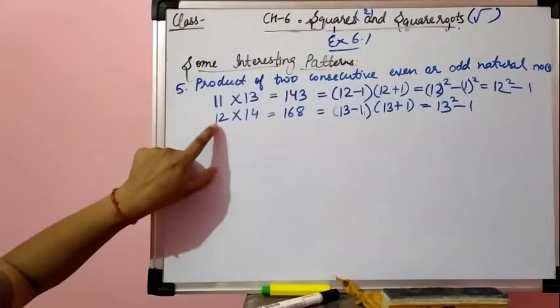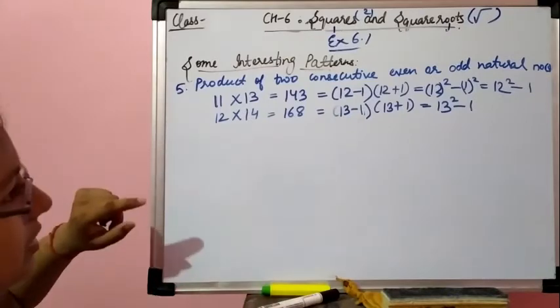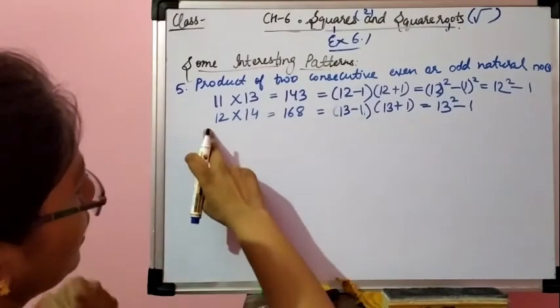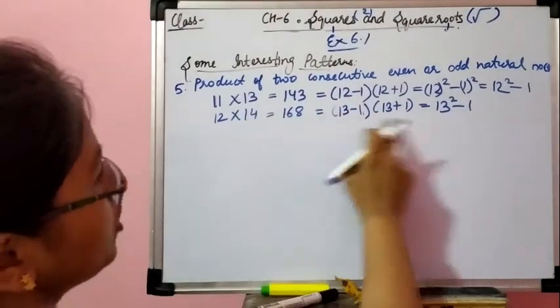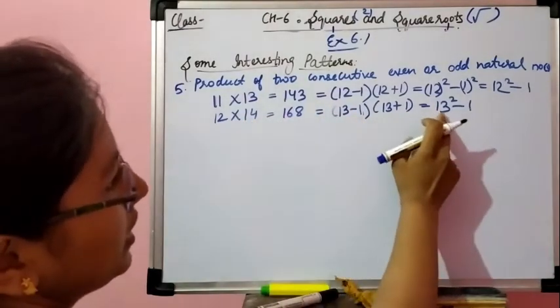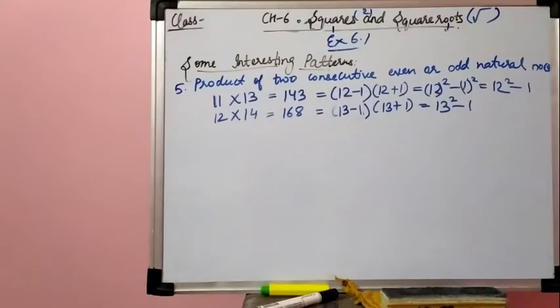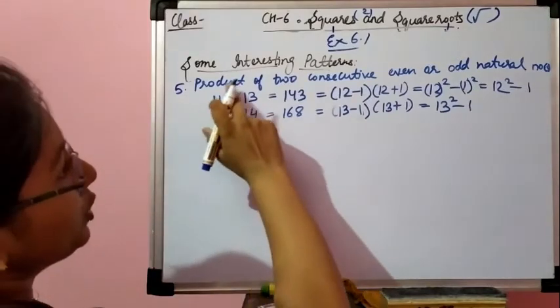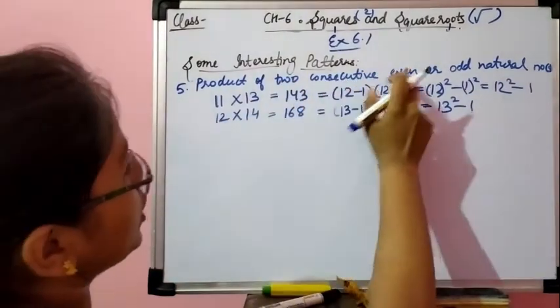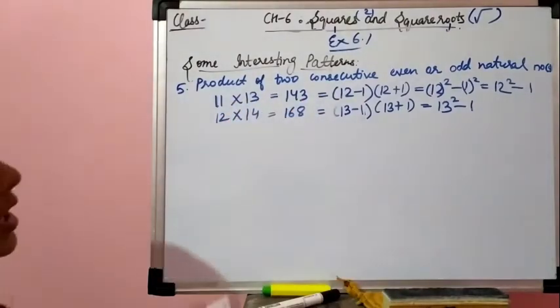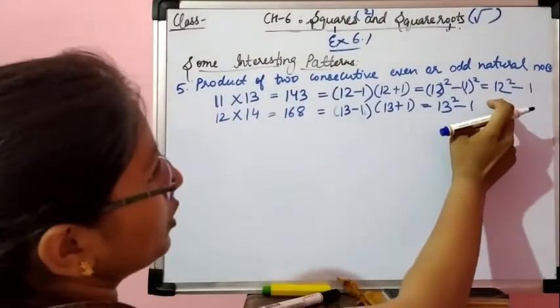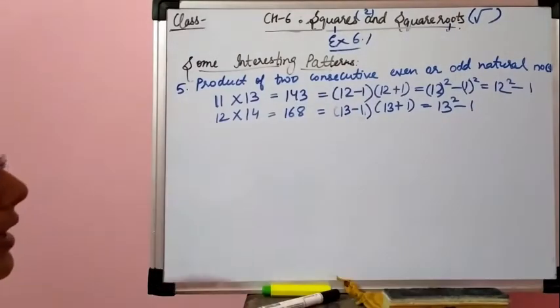So whatever is the number between them, I will add 1 to it. 13 minus 1 is 12 and 13 plus 1 is 14. So 12 into 14 is equal to 13 square minus 1. So if I am doing the product of any two consecutive even numbers or two consecutive odd numbers, the result should be equal to this square minus 1.